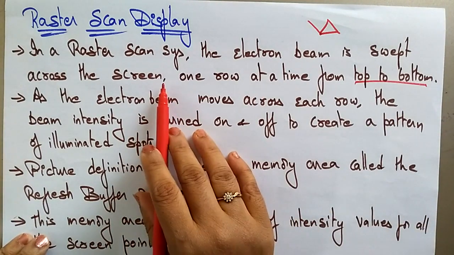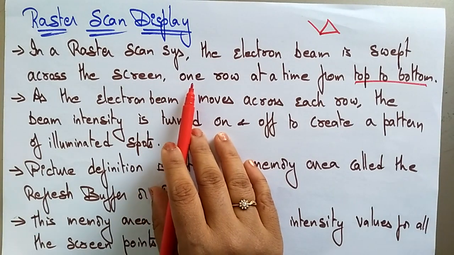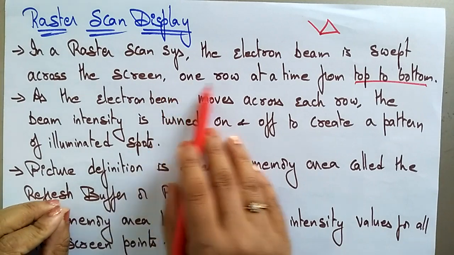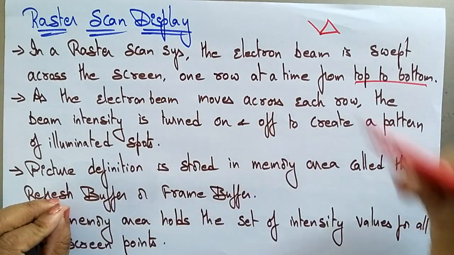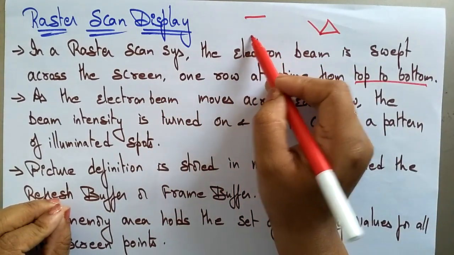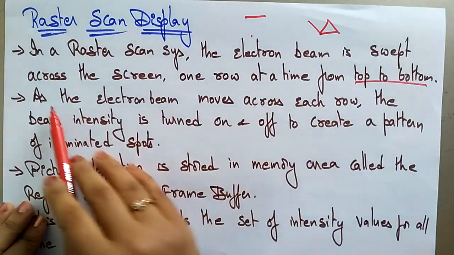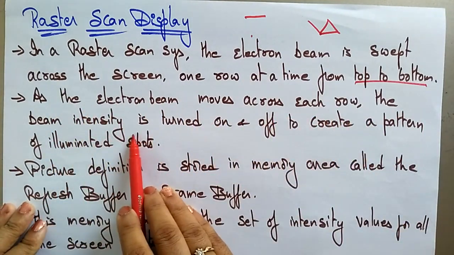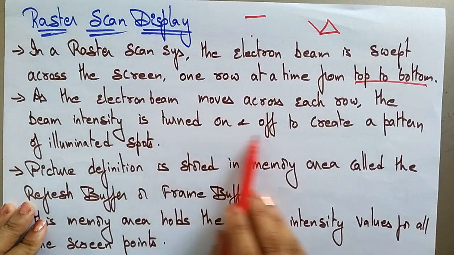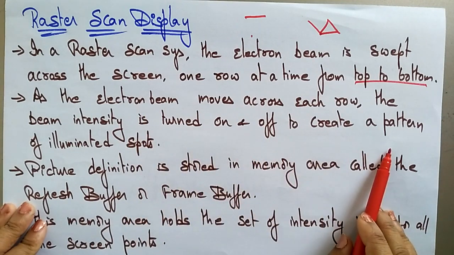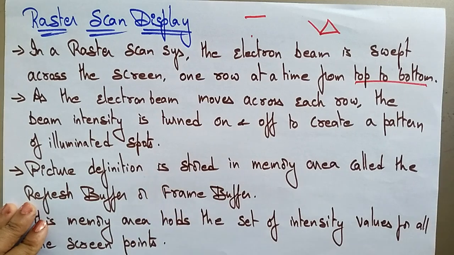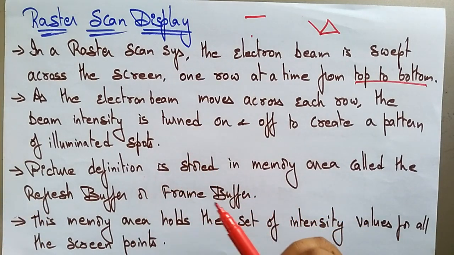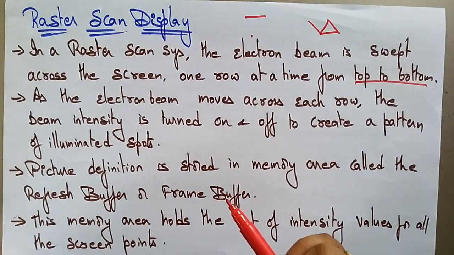So in the raster scan, the electron beam is swept across the screen one row at a time, starting at the top and ending at the bottom, top to bottom. As the electron beam moves across each row, the beam intensity is turned on and off to create a pattern of illuminated spots. Okay, so here what it is doing, the electron beam is moving across each row.